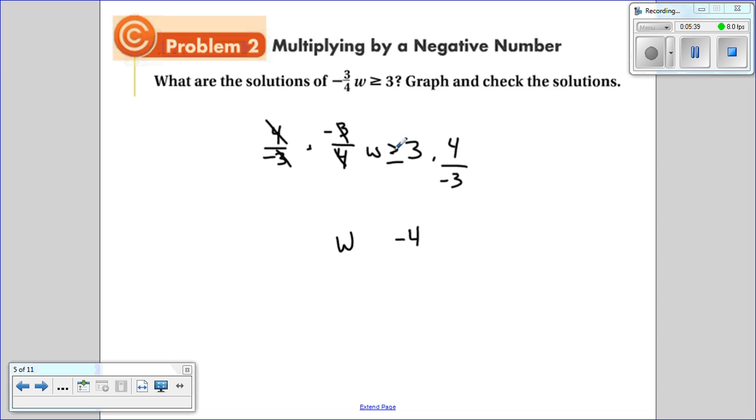What happens now is, because we multiplied by a negative, this sign switches. The equals stays there. That doesn't change anything, but it switches.